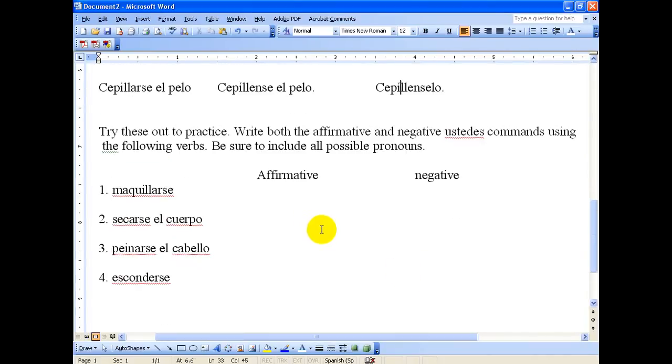So what I want you to do is try these out right here. I've got, write both the affirmative and the negative ustedes commands using the following verbs. Be sure to include all possible pronouns. So like for this one, I want you to say put on makeup or don't put on makeup. For this one, I want you to say dry off your body. I'm sorry, dry it off, it being your body. Or negative, don't dry it off. So see if you can do that really quick, and I'm going to show you how to walk through this process when you're done to see if you got the right answers. So here come the answers. Pause the video really quick if you want to do this. Otherwise, here come the answers.